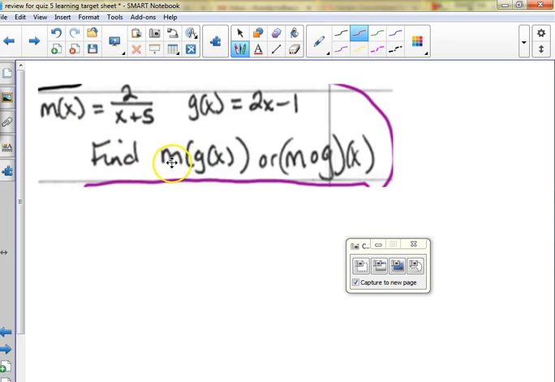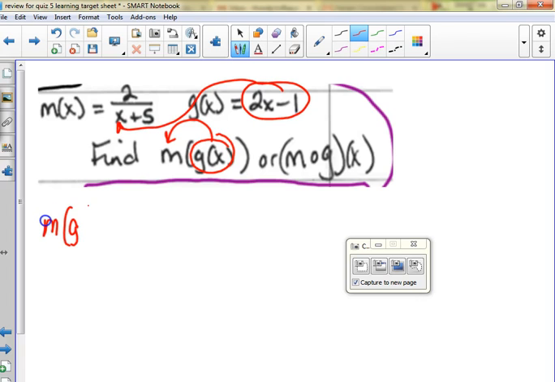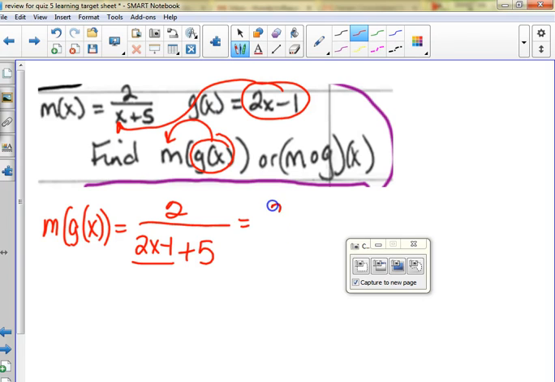All right. Find m of g of x. What does this mean? G into m. So this mess goes where? In for that x. So our new m of g of x, I'm going to write it like that, equals 2 over what used to be x plus 5, but now in that spot goes 2x minus 1. What does that simplify to? 2 over 2x plus 4.